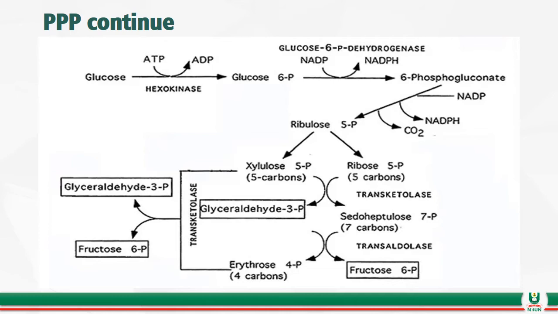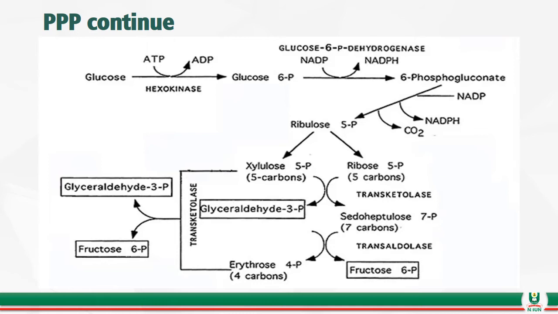You see glucose being converted to glucose 6-phosphate under the catalysis of the enzyme hexokinase, and you see energy is consumed there because ATP is converted to ADP. Glucose 6-phosphate generates 6-phosphogluconate, and the enzyme catalyzing the reaction is glucose 6-phosphate dehydrogenase. You see NADP generating NADPH2. 6-phosphogluconate is converted to ribulose 5-phosphate. And ribulose 5-phosphate generates xylulose 5-phosphate, which is a 5-carbon compound, and ribose 5-phosphate, also a 5-carbon compound. And the ribose 5-phosphate is converted to sedoheptulose 7-phosphate under the catalysis of the enzyme transketolase.